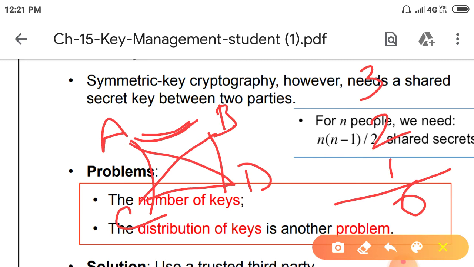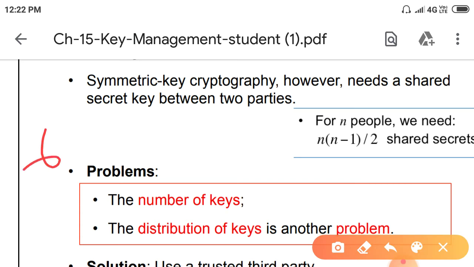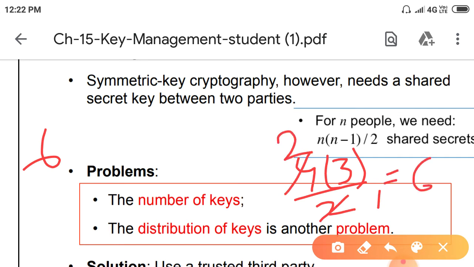Now we'll see the formula. For n people we need n into n minus 1 by 2 shared keys. We saw that example, 4 people want to communicate with each other, and they need 6 session keys. Applying the formula: total number of people 4, 4 minus 1 is 3, 4 times 3 by 2, 12 by 2, total 6. This formula is used to find the number of shared secret keys among n different people.